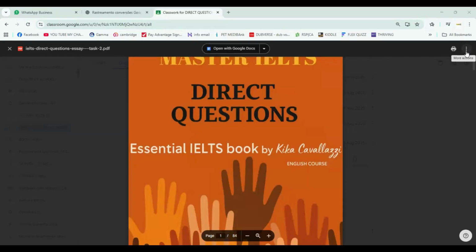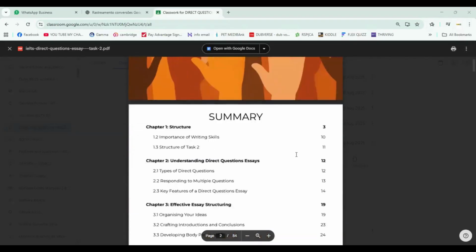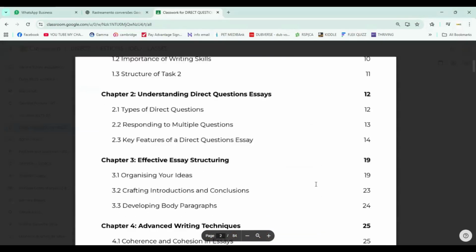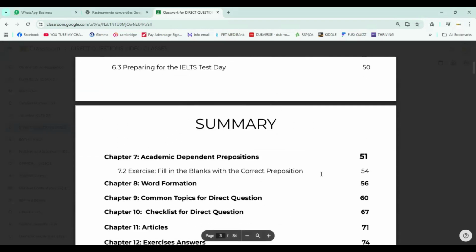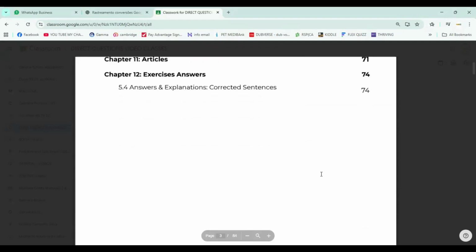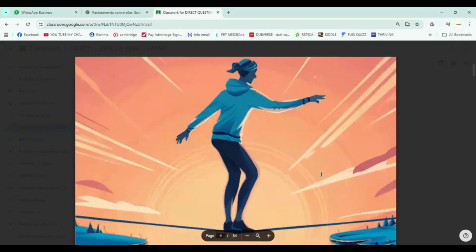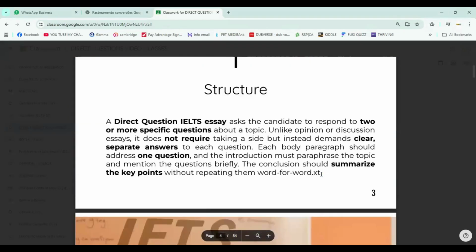Pages 4 and 5 of the direct question book. I'll zoom in a little bit here for you. Many people get the direct question essay wrong because they don't realize there are two questions. And a lot of people make that mistake.